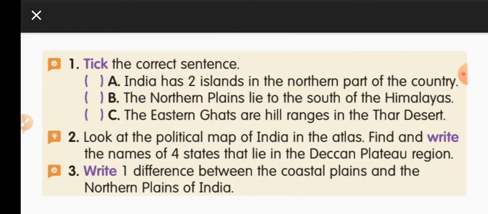B. The northern plains lie in the south of Himalayas. That is true, because from the mountains, if you move towards the south, you can find the northern plains. C. The eastern Ghats are hill ranges in Thar Desert. That is wrong. Why? Because eastern Ghats are the hill ranges in the Deccan Plateau. Then second question, look at the political map of India in atlas. Find and write the names of 4 states that lie in Deccan Plateau region. So this is the activity which you have to do. We already know Andhra Pradesh and Telangana are 2 states lying in the Deccan Plateau. You find out the remaining states and you write in the political map of India.